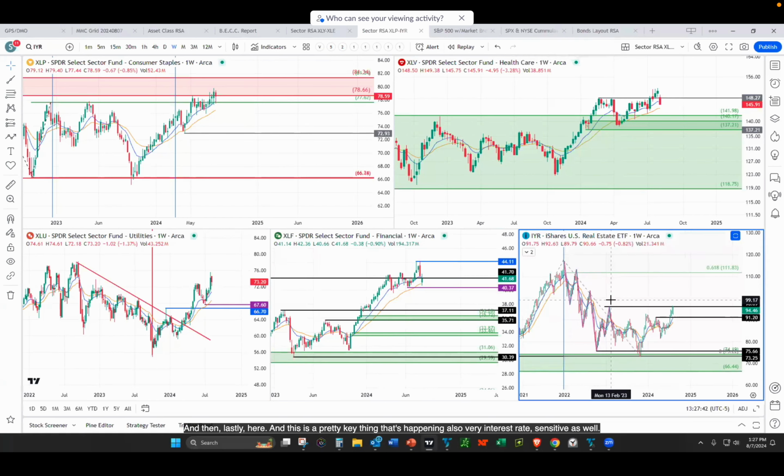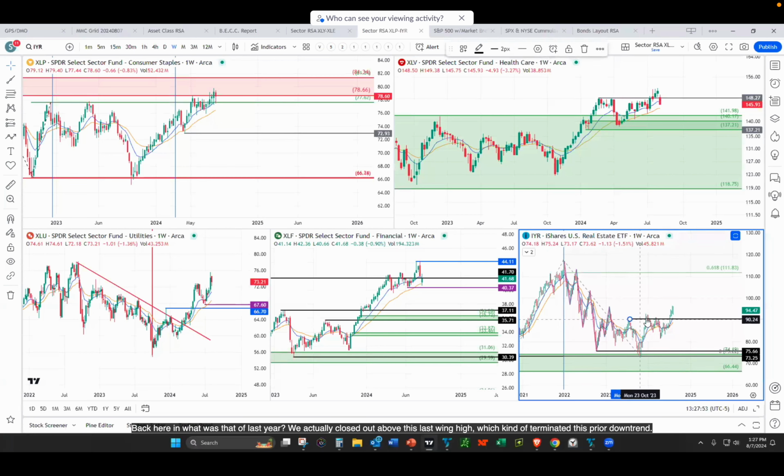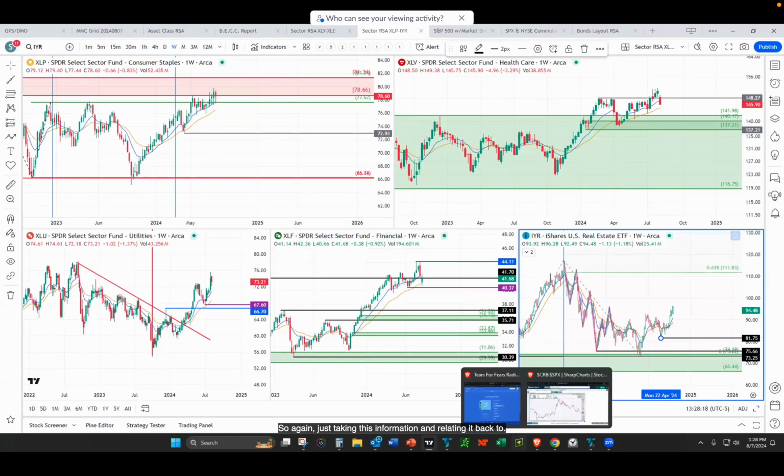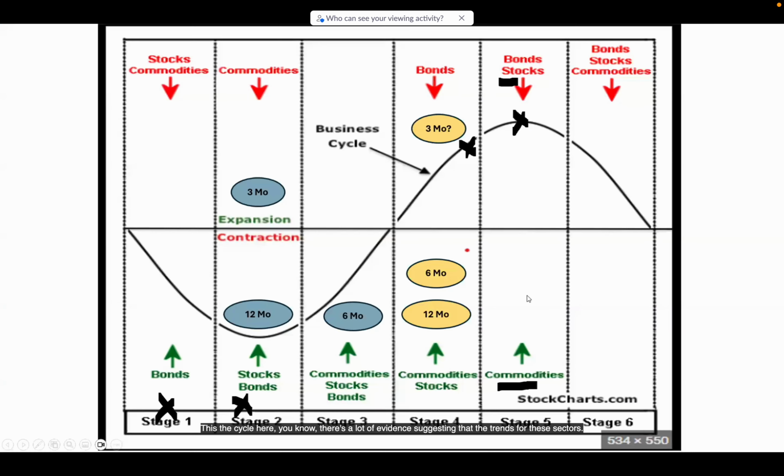And then lastly here, and this is a pretty key thing that's happening, also very interest rate sensitive as well. This is your commercial real estate. And so what happened back here in, what was that, December of last year, we actually closed out above this last swing high, which kind of terminated this prior downtrend. And as you can see here, we put in another swing high. We've subsequently closed above that in the prior weeks, which confirms the swing low here at 81.75. So you actually have higher lows and higher highs here on the sector, which is indicating more of a beginning of an uptrend.